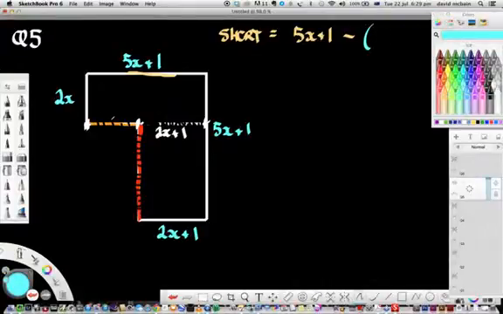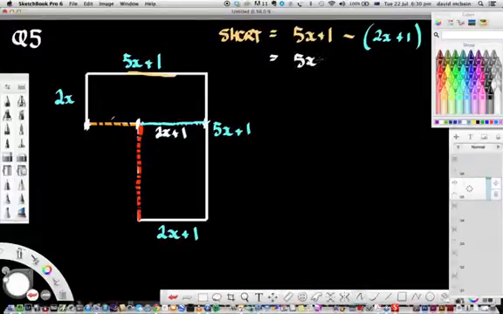We're taking away 2x plus 1. We're taking all of that side away from this side to give us what the orange dash line is, the shorter dash side. So let's work that out. It's going to equal 5x plus 1 minus 2x, then minus 1. Remember, everything is being subtracted, so we're minusing 1 as well.